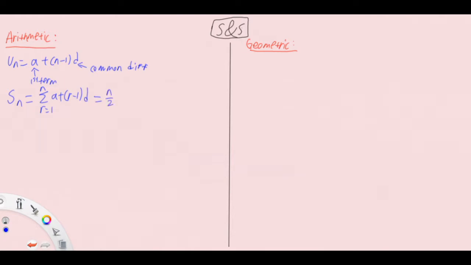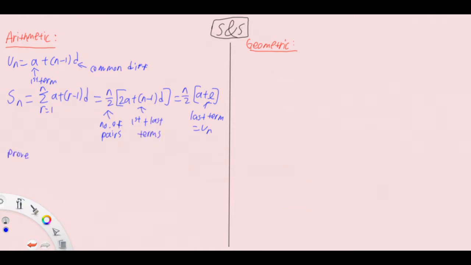The summation of n terms, Sn, or if you use sigma notation, a plus r minus 1 d from r equals 1 to n, will simply give us n over 2 times 2a plus n minus 1 d, or simply n over 2 times a plus l, where l is the last term, and n over 2 is the number of pairs, and 2a plus n minus 1 d, or a plus l, is the sum of the first and last term.